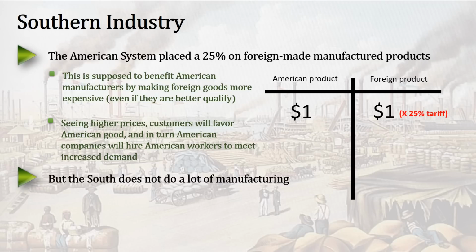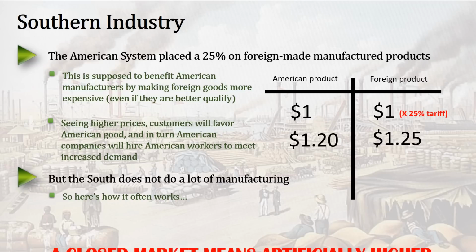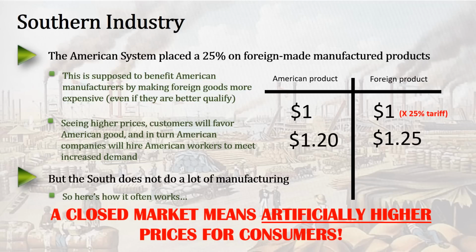But here's the problem. The South does not do a lot of manufacturing. And so here's how this scheme often works out. You see the foreign good, which is going to go up to $1.25 because of the 25% tariff that's placed on it at the port. And then the American manufacturers, they're in it to make money too. So are they just going to continue to sell the good for $1? No, they might raise it. Let's say $1.20, $1.22, or maybe even $1.24. Still keeping the price lower than that foreign good, but artificially raising it so that they can make money.